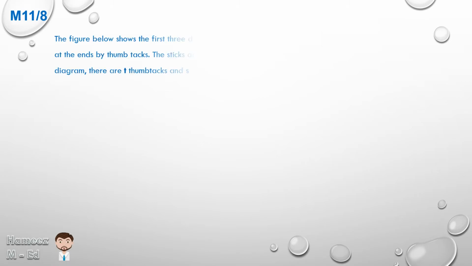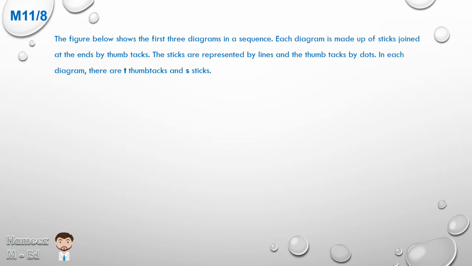May 2011, number 8. And an answer sheet is provided for this question as well. The figure below shows the first 3 diagrams in a sequence. Each diagram is made up of sticks joined at the ends by thumbtacks. The sticks are represented by lines and the thumbtacks by dots. Each diagram has T thumbtacks and S sticks. On the answer sheet provided, draw the fourth diagram in the sequence.